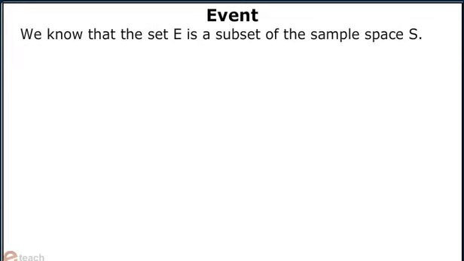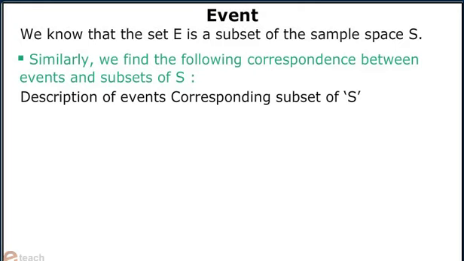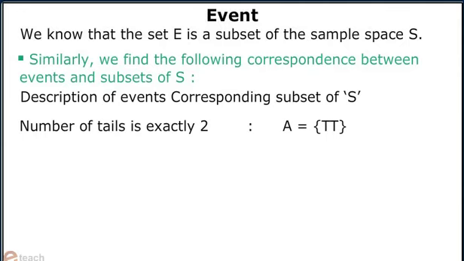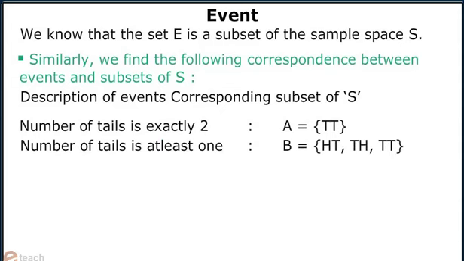We know that the set E is a subset of the sample space S. Similarly, we find the following correspondence between events and subsets of S. Description of events, corresponding subset of S. Number of tails is exactly 2: then A equals {TT}. If the number of tails is at least 1, then B equals {HT, TH, TT}.